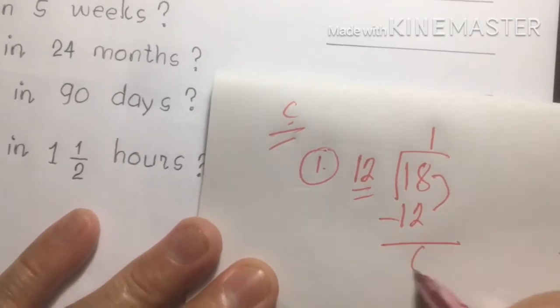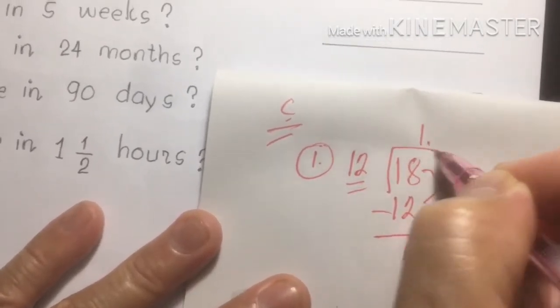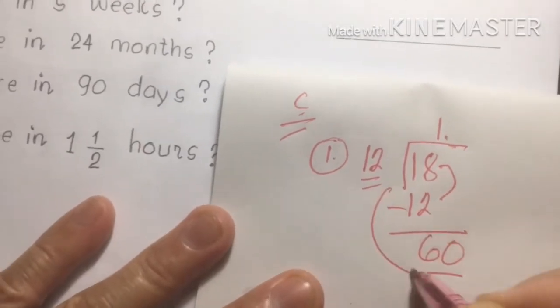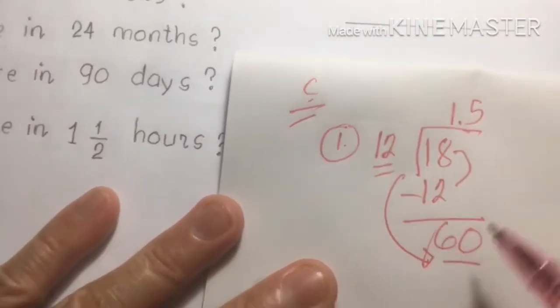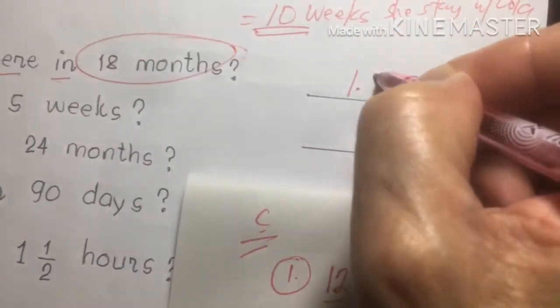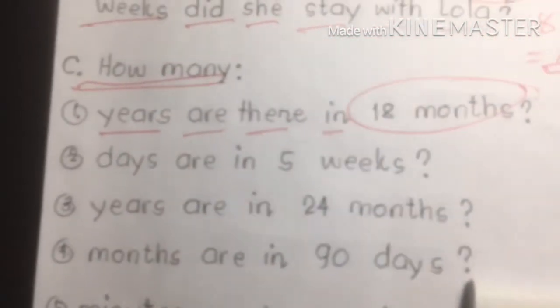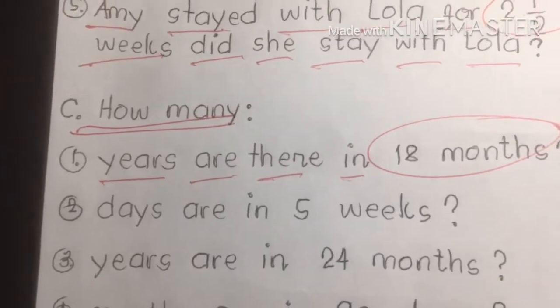8 minus 2, we have 6. So cannot be, we add 0. So we add a decimal here. 60 divided by 12. So we have 5. That's 60. So the answer is 1.5. How many years are there in 18 months? We have 1.5 years. That's for number 1.